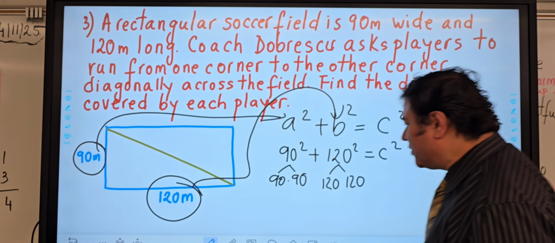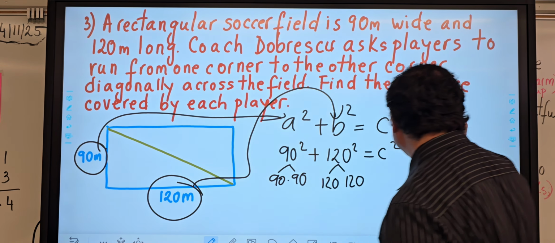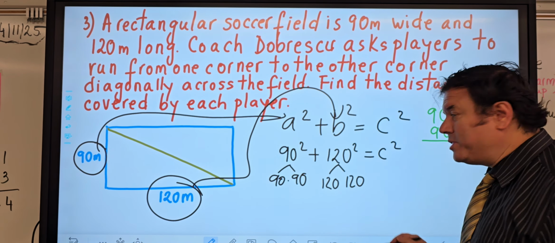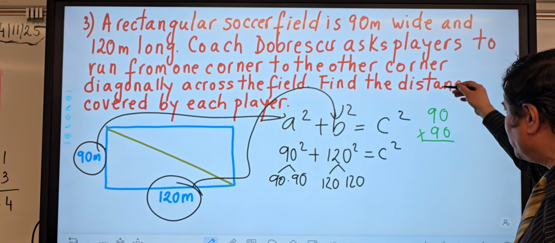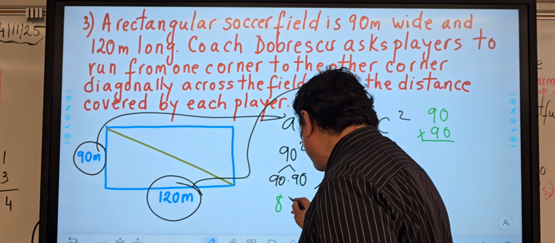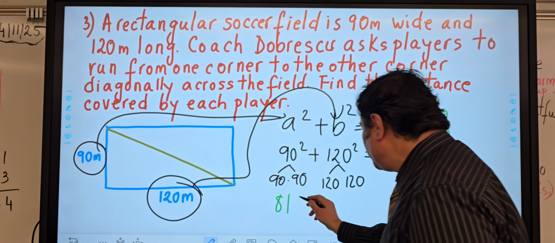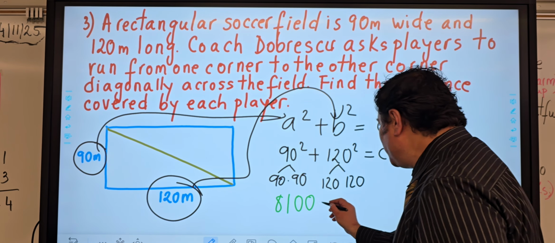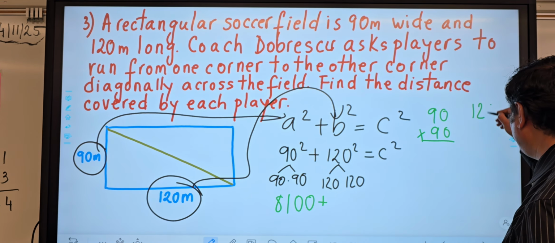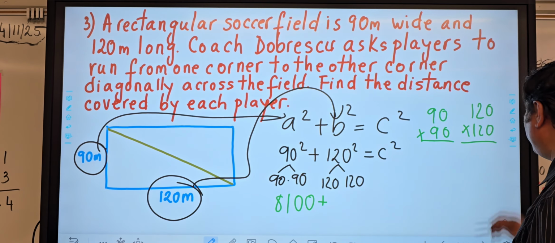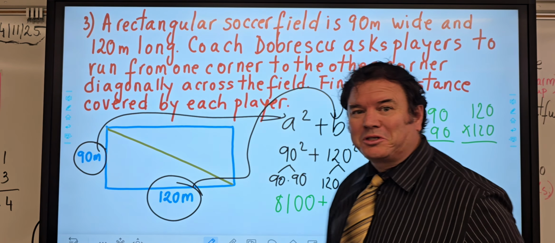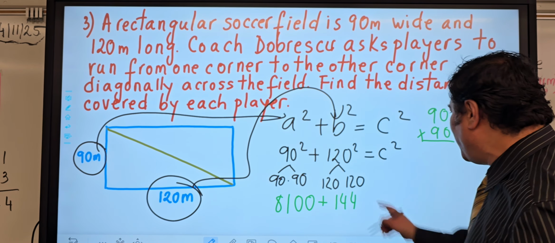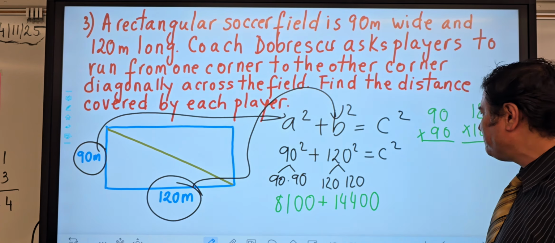So first of all, let's do 90 times 90. The trick to this would be to multiply the 9s. 9 times 9 is 81. So we get 81, followed by 2 zeros. 0, 0, right? Remember that. The same we can do for 120 times 120. Remember, we know that 12 times 12 becomes 144. And then we follow by 2 zeros right there.